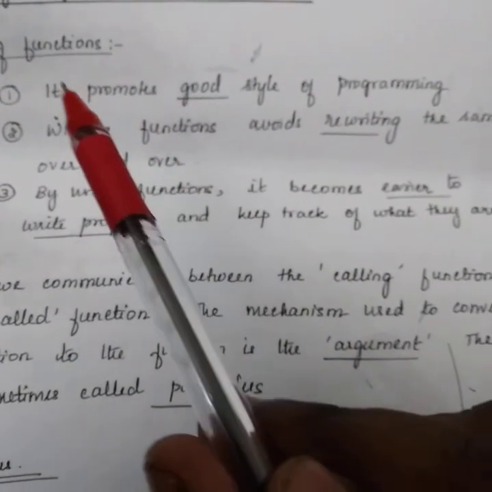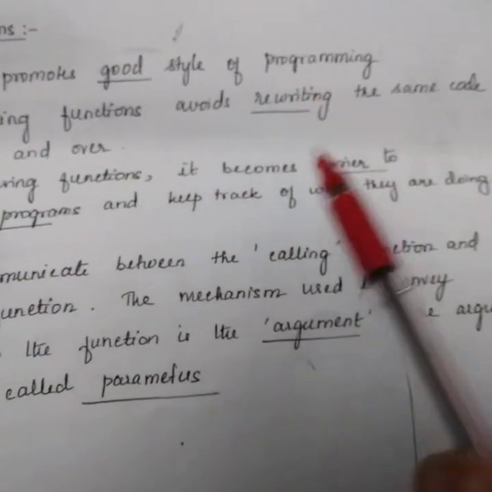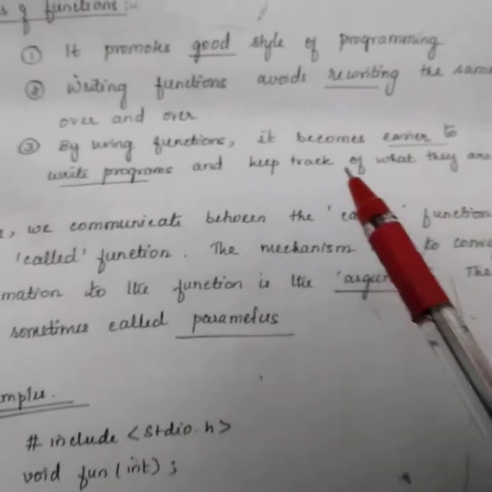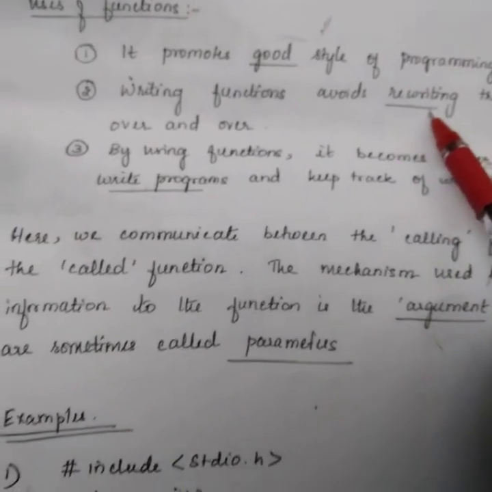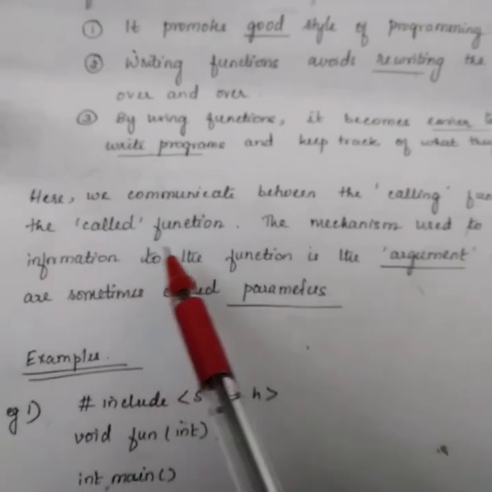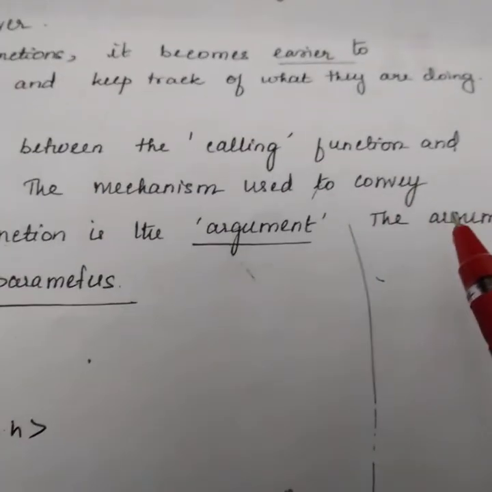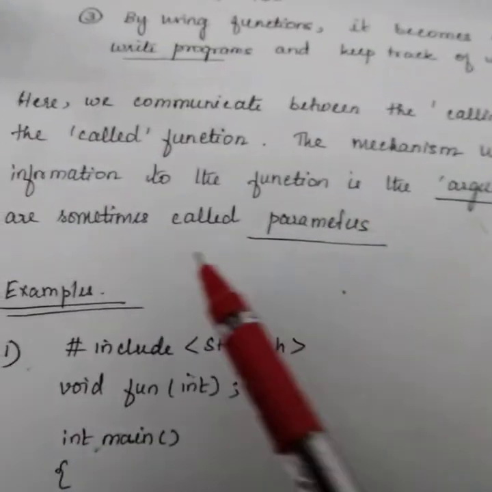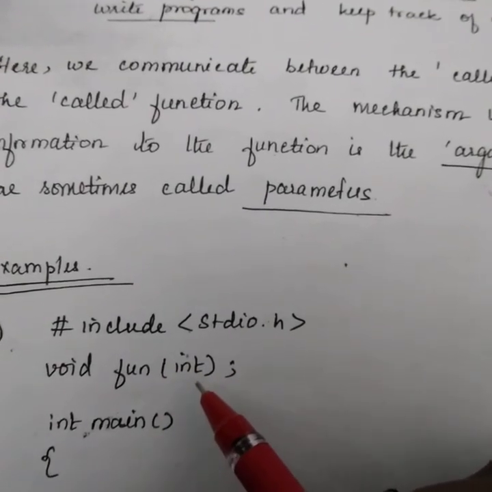What are the advantages? Functions promote good style of programming. Writing functions avoid rewriting the same code again and again. By using function, it becomes easier to write programs and keep track of what they are doing. The second point is very important. Here we communicate between calling function and called function. The mechanism used to convey the information to a function is called an argument. The arguments are sometimes called as parameters, that is, the things inside a function within brackets will be called as parameter or arguments.